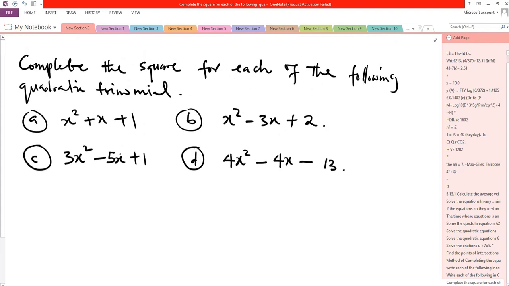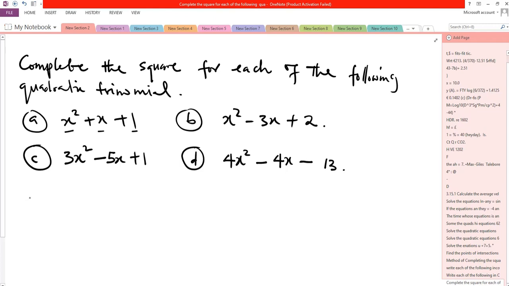Complete the square for each of the following quadratic trinomials. Trinomial means it has three terms. You have 1, 2, 3. All of them have three terms, so that is the meaning of trinomial. This is a quadratic equation because the highest power of the variable is 2.